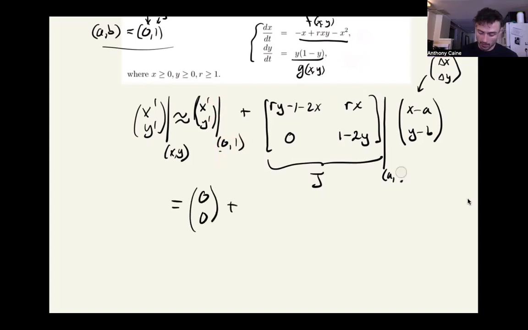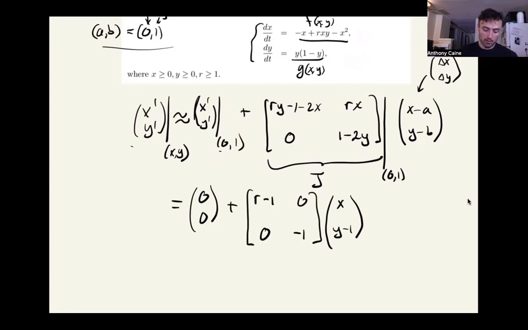And we need to plug it into the Jacobian. So this is going to be a 0, 1. All right, plug in 0 for x and 1 for y. We have r minus 1, 0, 0, minus 1. And plug in 0 for a and 1 for b. We have x and y minus 1. Okay.